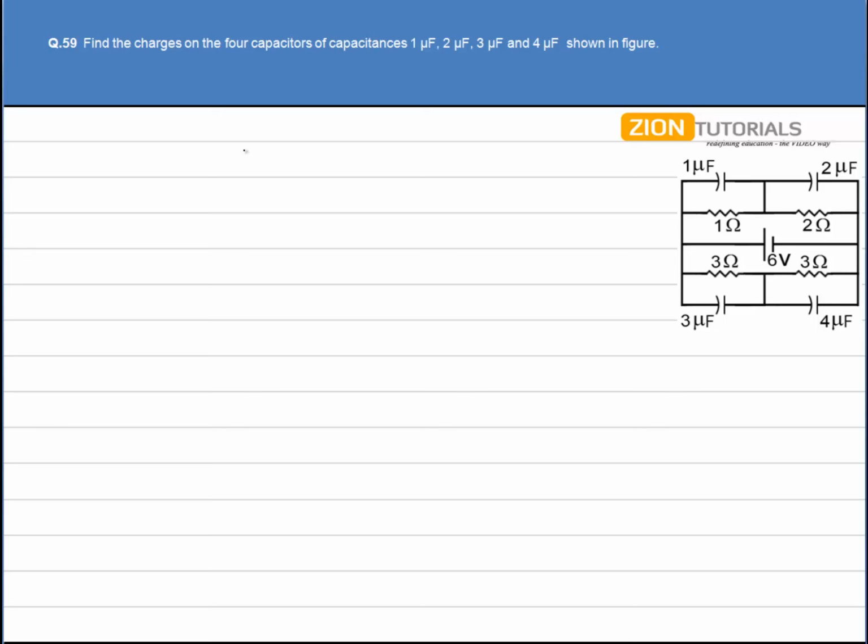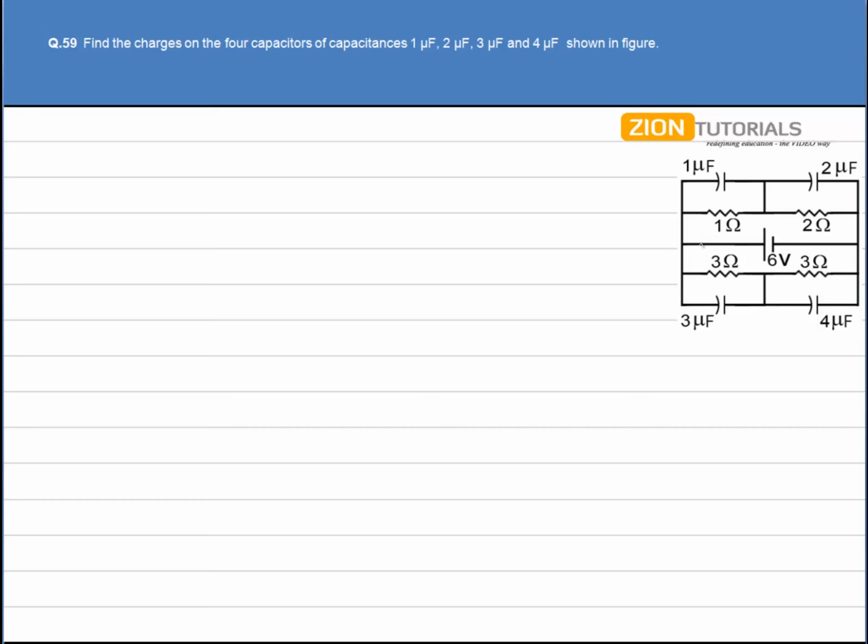In this question, we have to calculate the charges on each of the four capacitors. Now, as I told you in an earlier question, when a capacitor is connected to a DC source, it will act as an open switch. That is, no current will flow through the capacitor.